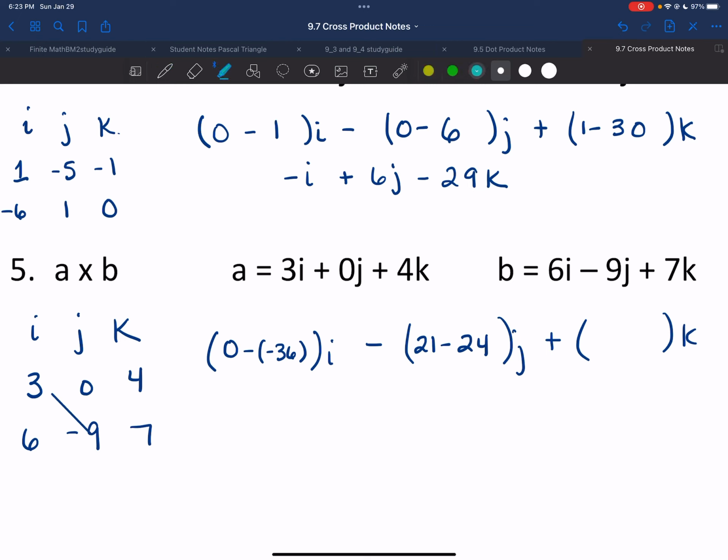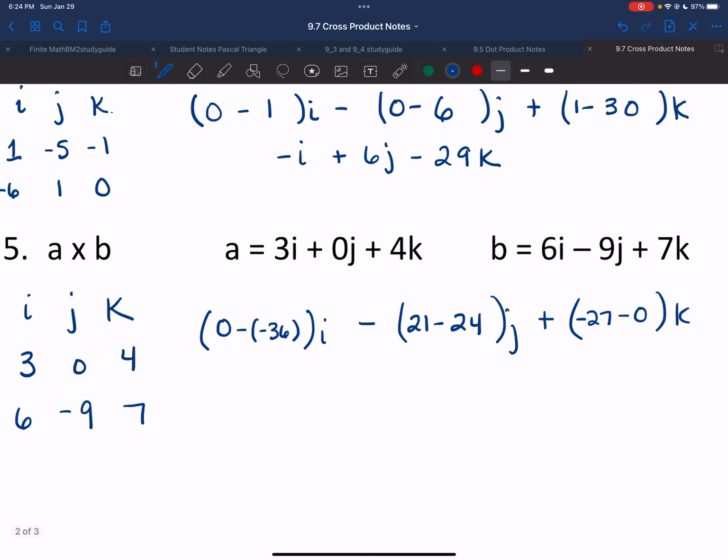Oops, I did not mean to use an actual thing there. 3 times negative 9 and 6 times 0. So 3 times negative 9 is going to give us negative 27. 6 times 0 is going to be 0. So I have minus a negative is the same as a plus, 36i. 21 minus 24 is negative 3. Minus a negative 3 is the same as plus 3j. And then negative 27 minus 0 is negative 27.